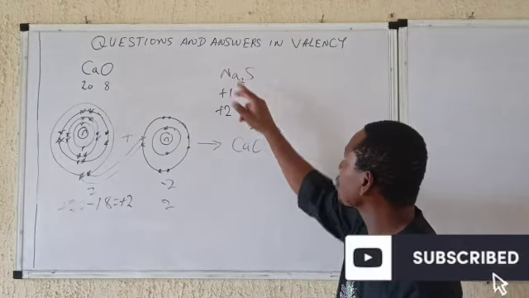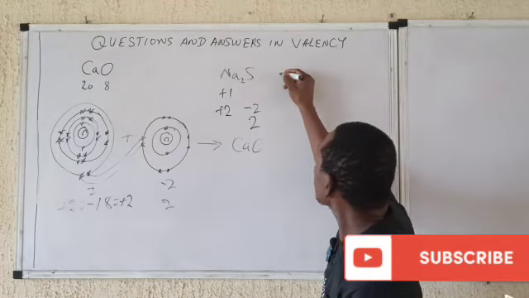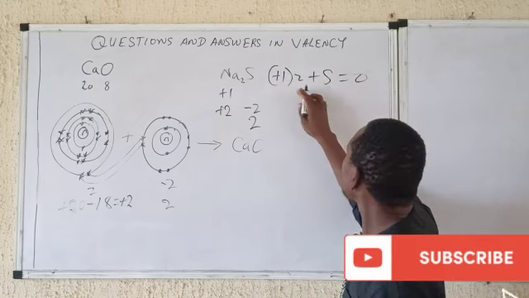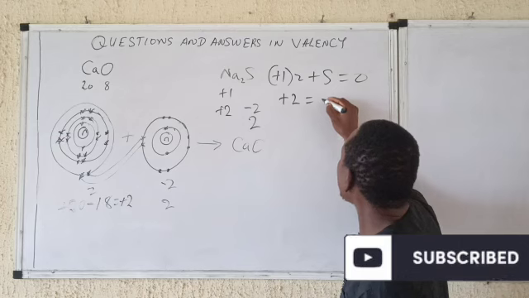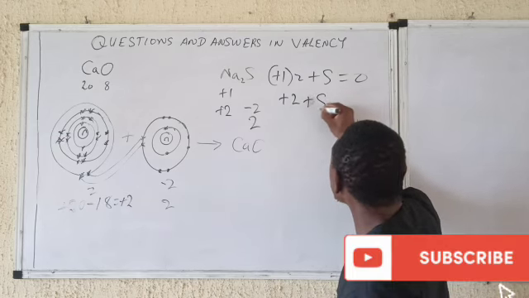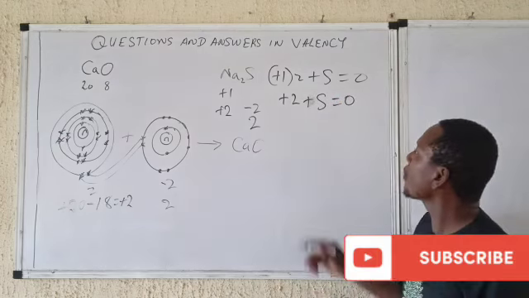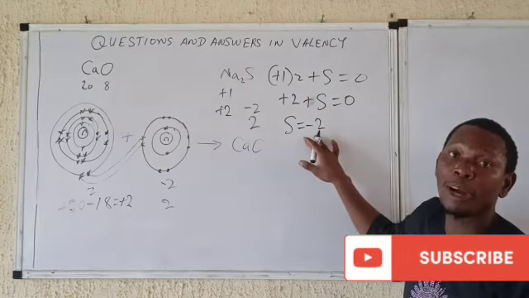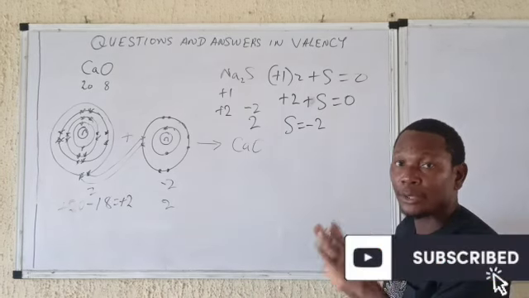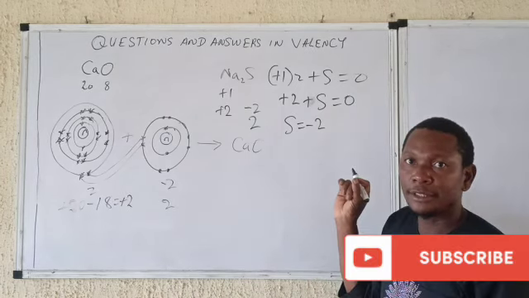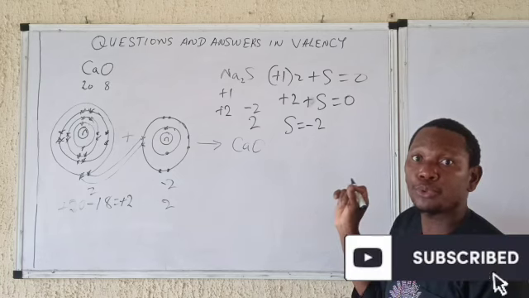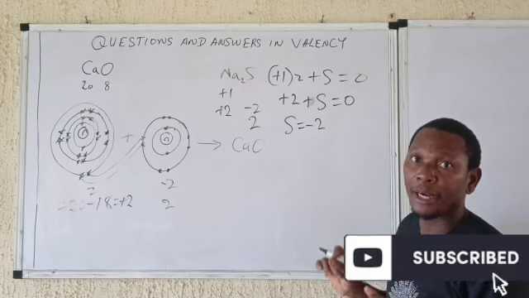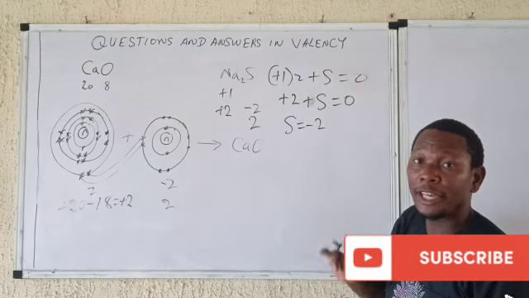So let's calculate the oxidation number of sulfur here. This is +1 times 2 plus x equals 0. So this is now +2, and we have +2 plus x equals 0. If I take this across the equal sign, x equals minus 2. This is the oxidation number of sulfur. Just calculate the oxidation number of sulfur, then remove the sign. Even if it's plus, just put 2. If it's minus, just put 2. You don't need to put the sign. It's just a number, which is the valency. Take note that valency is a number.